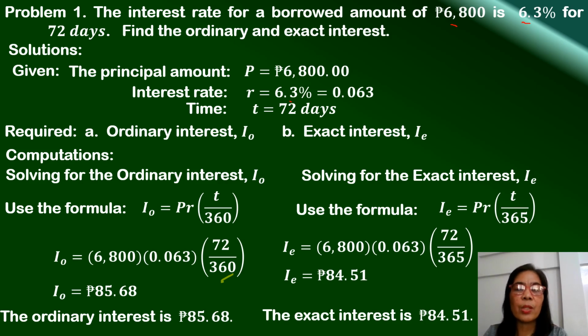So you will notice in the computation of these two interests, they differ only by the denominator. The ordinary interest uses the approximate number of days in a year, 360 days, while the exact interest uses the exact or the actual number of days in a year, which is 365 days. Since the denominator in the ordinary interest is smaller, it gives us a higher interest, while the exact interest using a higher denominator gives us a smaller interest. So from these two factors, you will notice that the ordinary interest is more advantageous to the lender, while the exact interest is advantageous to the borrower. Okay?